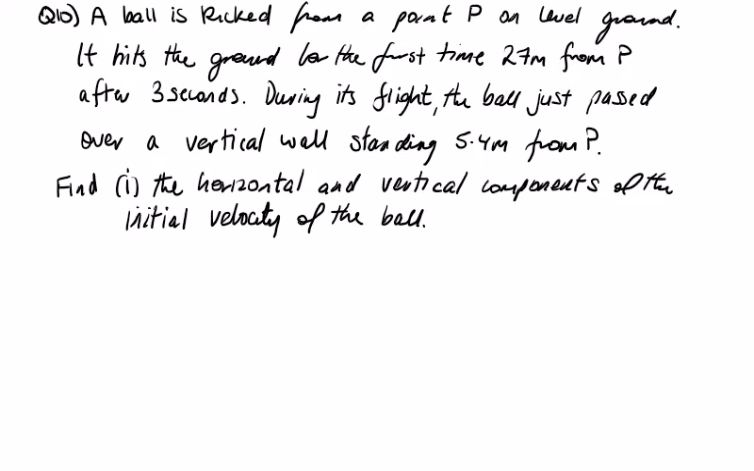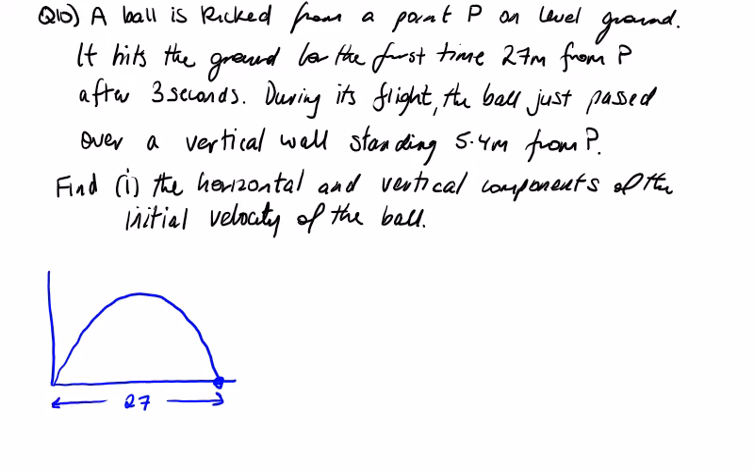Question 10 is 3 parts. We'll look at the first part. Initially, a ball is kicked from point P on level ground. It hits the ground for the first time 27 meters from P. So this is my 27, my displacement in X. And we're told that that's after 3 seconds. So t is equal to 3 when s of x is equal to 27. That's the information they've given us here.